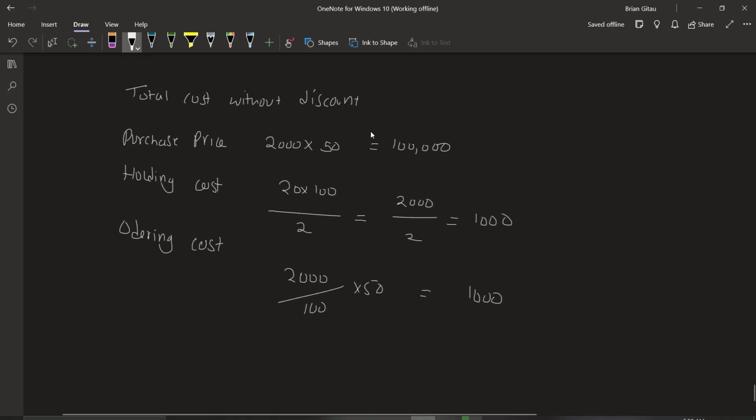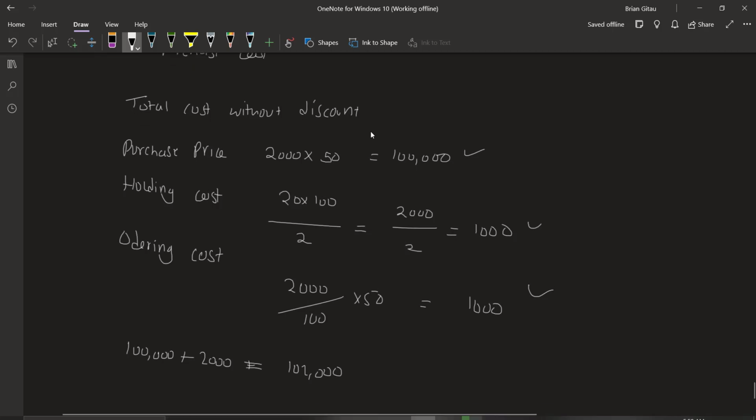So without the discount, our total cost is adding up to 102,000. So we add these three: 100,000 plus 2,000 is equal to 102,000. So that is our total cost without discount. If we decide we are not going to take the discount, we just order 100, we don't order 200 so that we get the discount, we will have a total cost of 102,000.